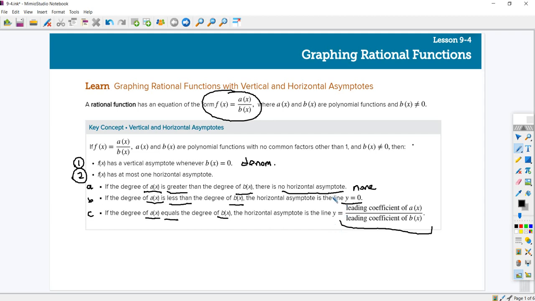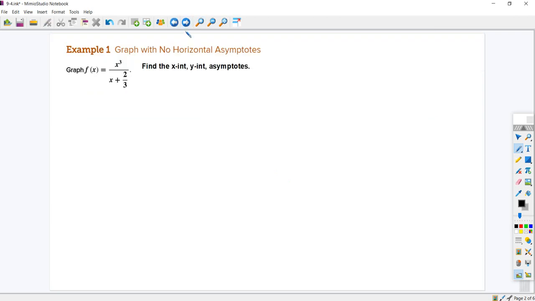Alright, so this is what it is. So we will see now in the given questions. Question 1. Graph with no horizontal asymptote. Okay, let's see. We are going to check the key features one more time: x-intercept, y-intercept, vertical, horizontal. We will just check them.